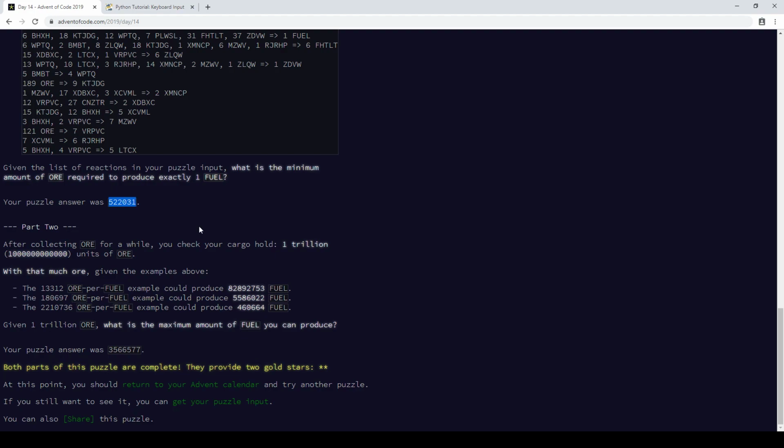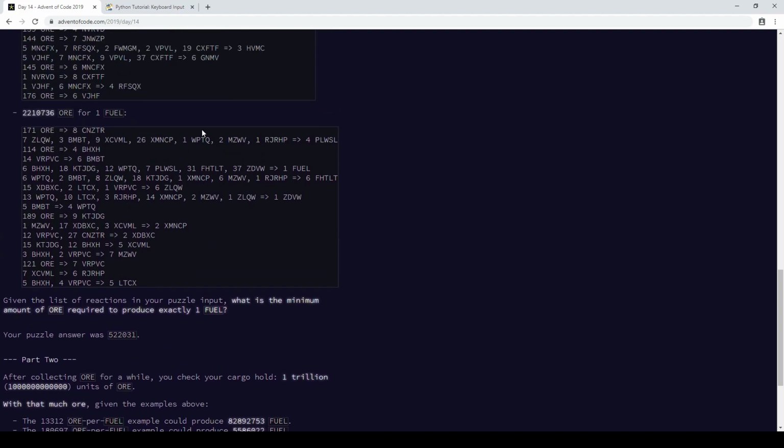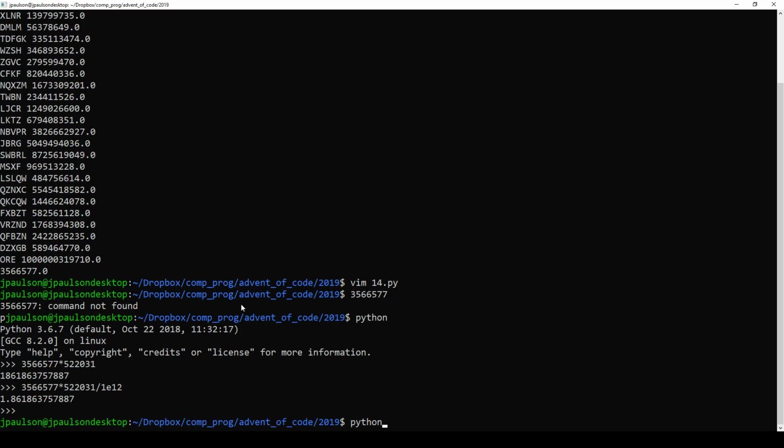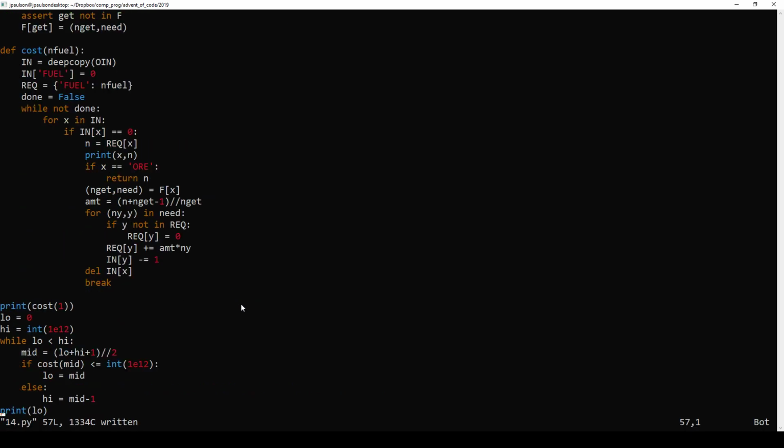But that's not right, because of the same thing I was talking about earlier, that you get some economy from making more things at once, right? Because when we made this one fuel, we might have ended up with a lot of extra ingredients. So with a trillion ore, we might not need to run each recipe like that. When you made one fuel, we ended up with a bunch of extra stuff. We need to use that extra stuff in making more fuels. So we can't just multiply the cost for one.